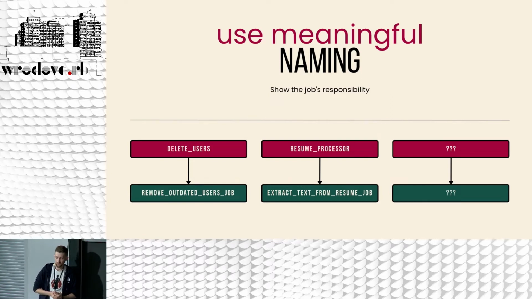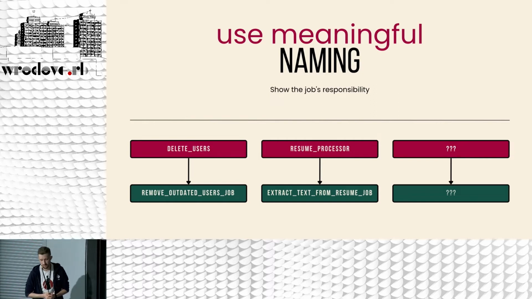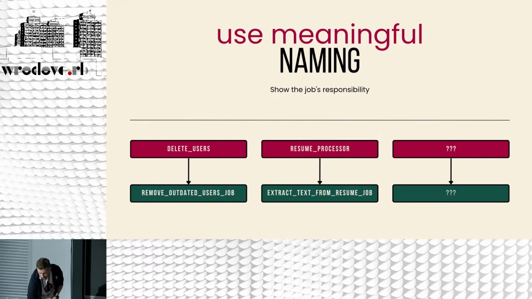And the second example is also very generic, it is resume processor. So we can as well give it a better name. And I highly encourage you to take a look at your code base to see if you are using meaningful names. Maybe there is space for refactoring. It won't take too long.